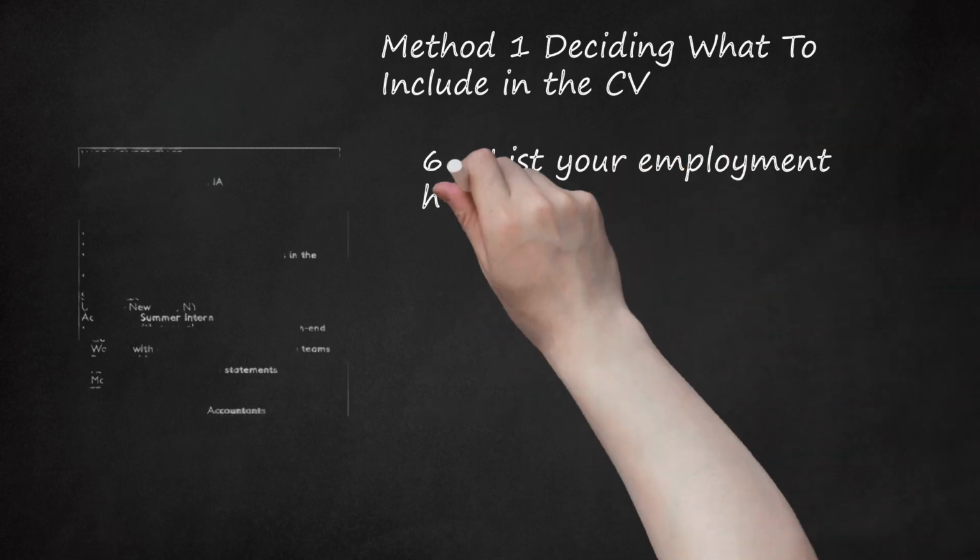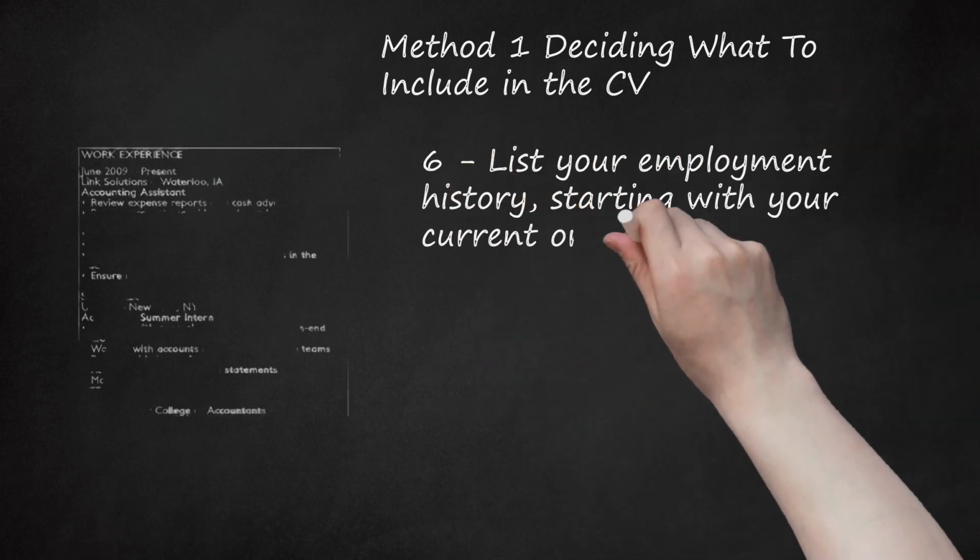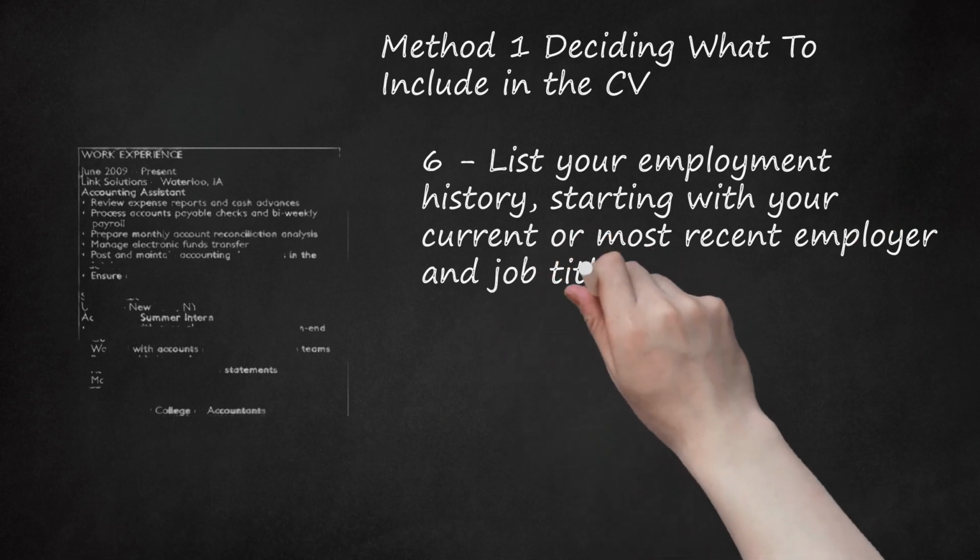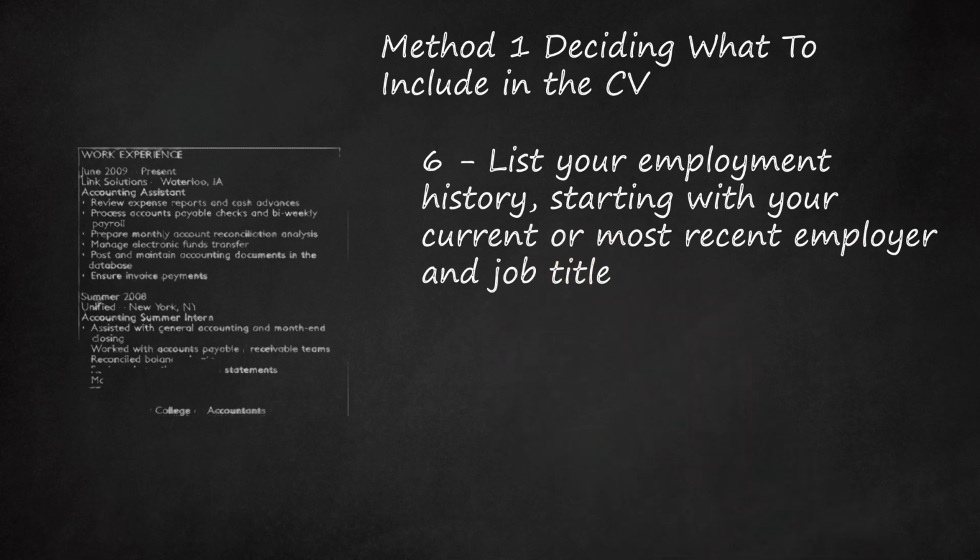6. List your employment history, starting with your current or most recent employer and job title. Again, this information should be individualized to the prospective employer. You'll only want to include the employment history most relevant to the job of accounting assistant. Put the name and location of the employer, as well as the city and state where that employer is located. List your job title.